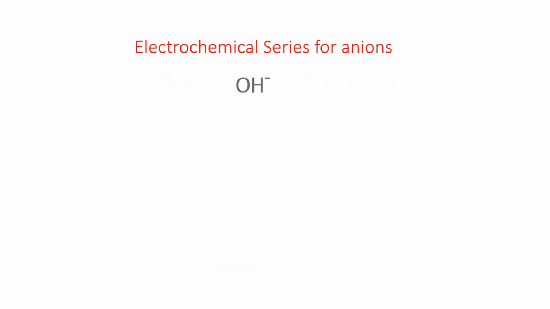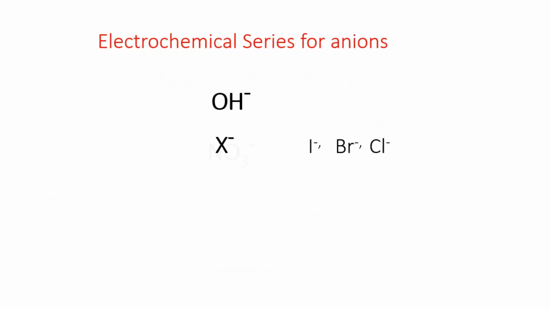So this was all about the electrochemical series of metal ions, and like the electrochemical series of cations, we also have an electrochemical series for anions. In the electrochemical series of anions you get first hydroxide ions, then halides, which are basically chloride, bromide and iodide, and after them nitrate ions, and last sulfate ion. This is a short electrochemical series of the anions.